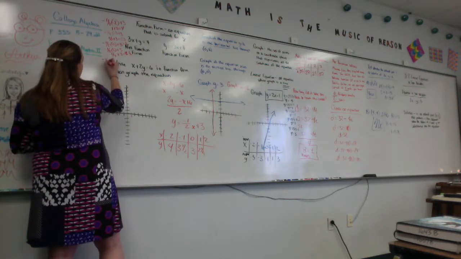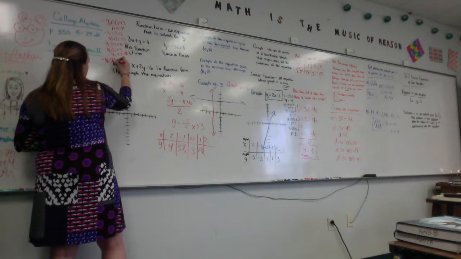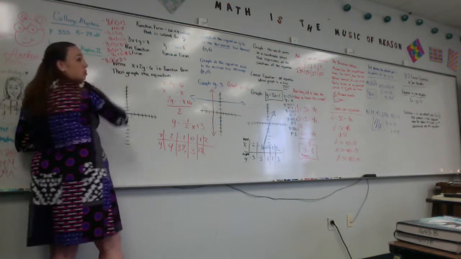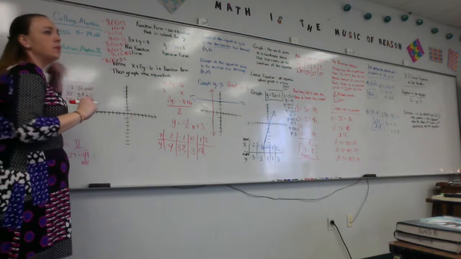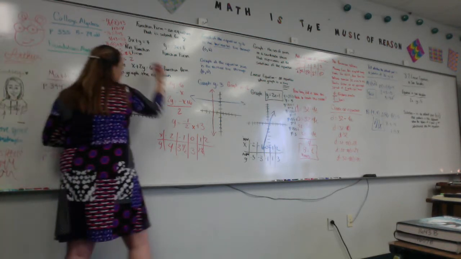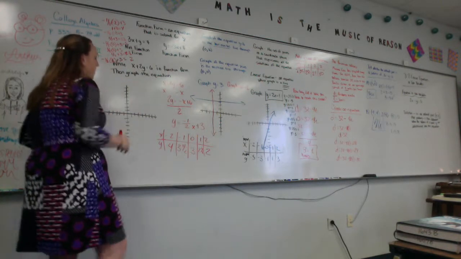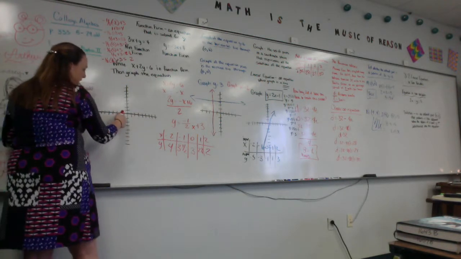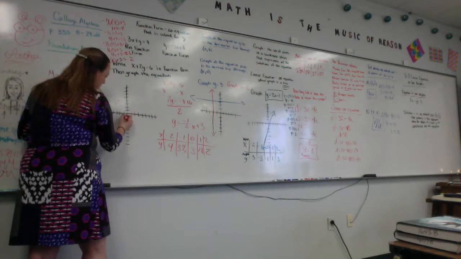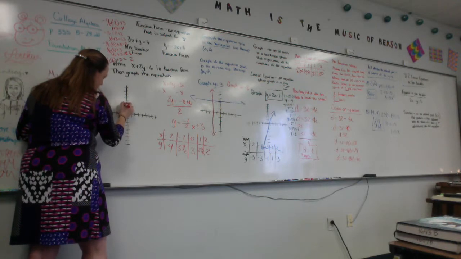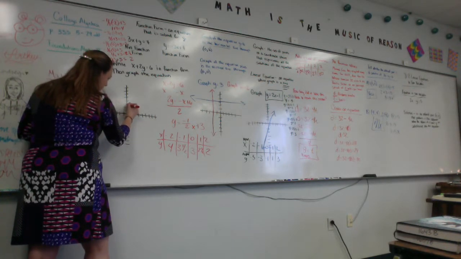Okay, now let's plug in 2. If I have negative half times 2 plus 3, what's negative half times 2? Negative 1. And what's negative 1 plus 3? Positive 2. Now look, I have stuff I can graph. I go to negative 2, positive 4. I go to negative 1, 3.5. In the middle, I go to 0, 3.